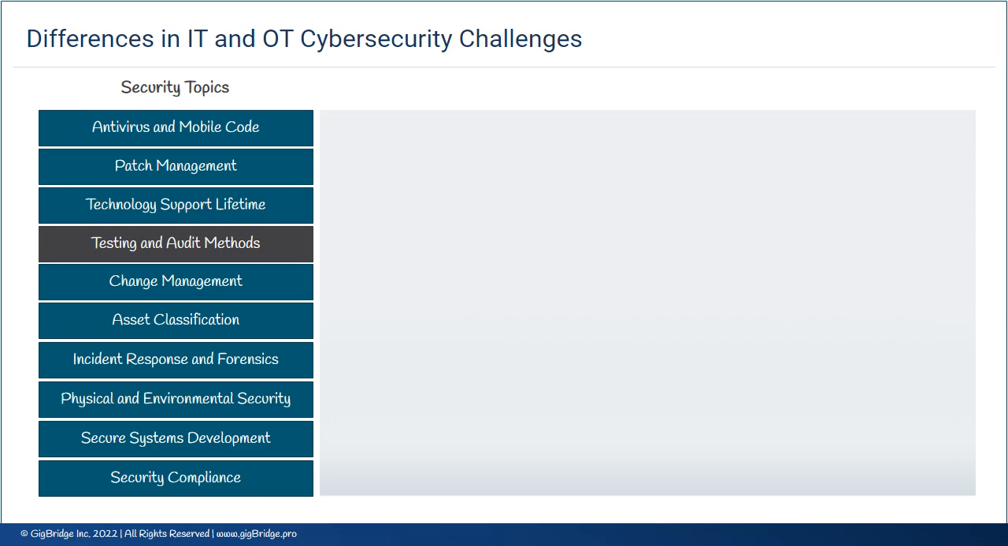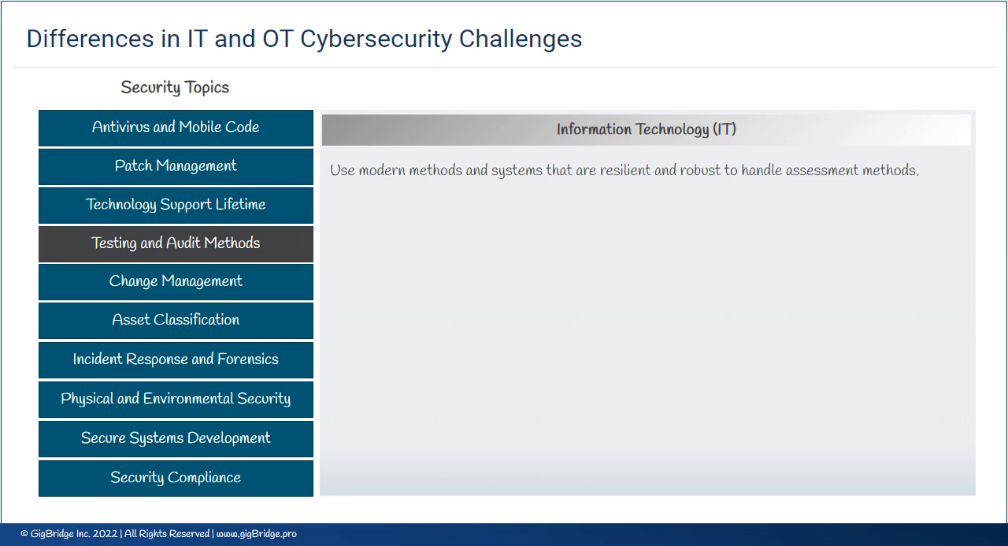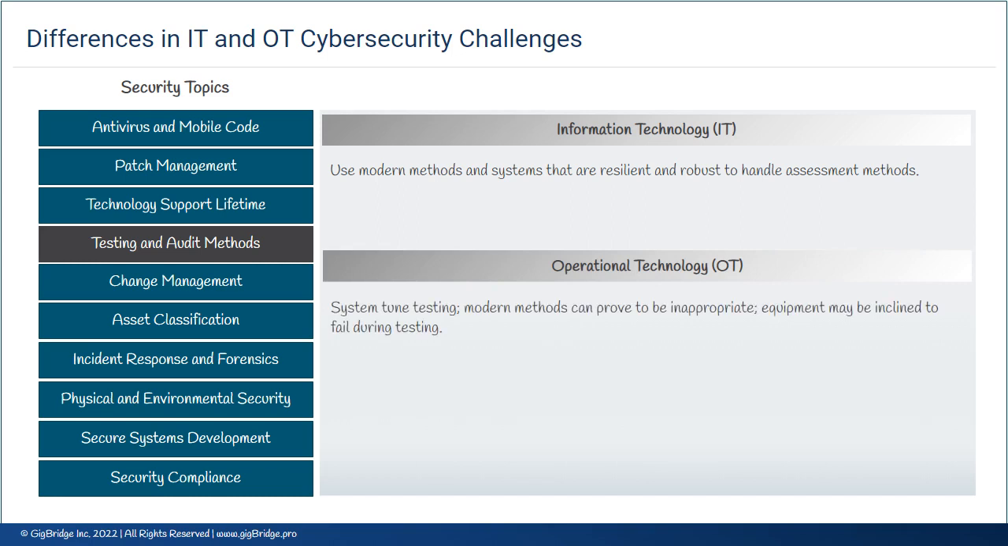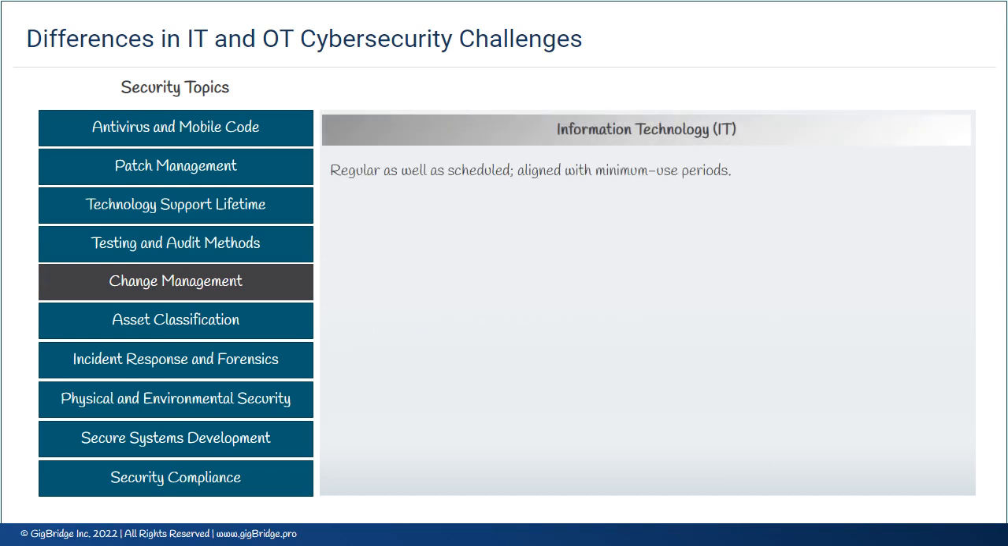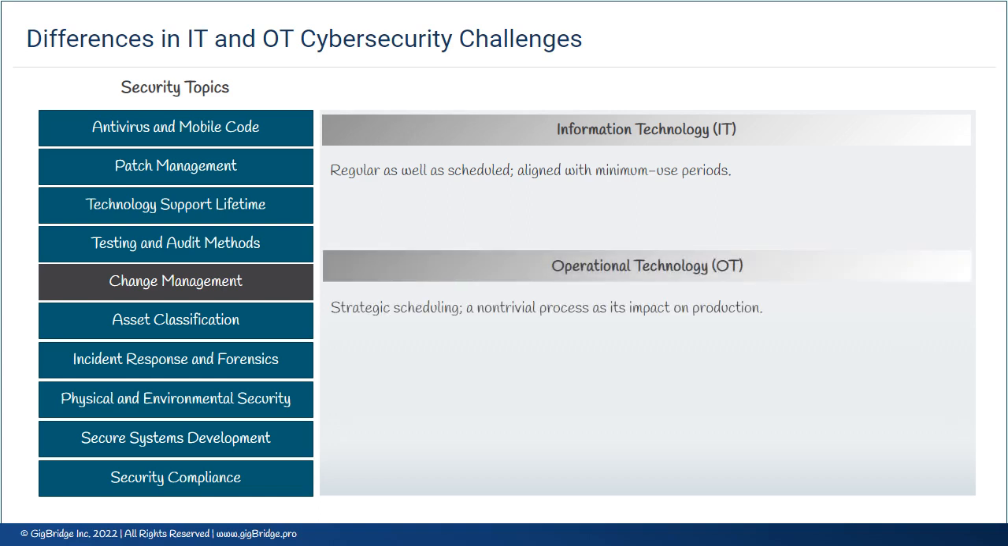Testing and audit methods. IT: use modern methods and systems that are resilient and robust to handle assessment methods. OT: system tune testing. Modern methods can prove to be inappropriate. Equipment may be inclined to fail during testing. Change management. IT: regular as well as scheduled, aligned with minimum use periods. OT: strategic scheduling, a non-trivial process because of its impact on production.